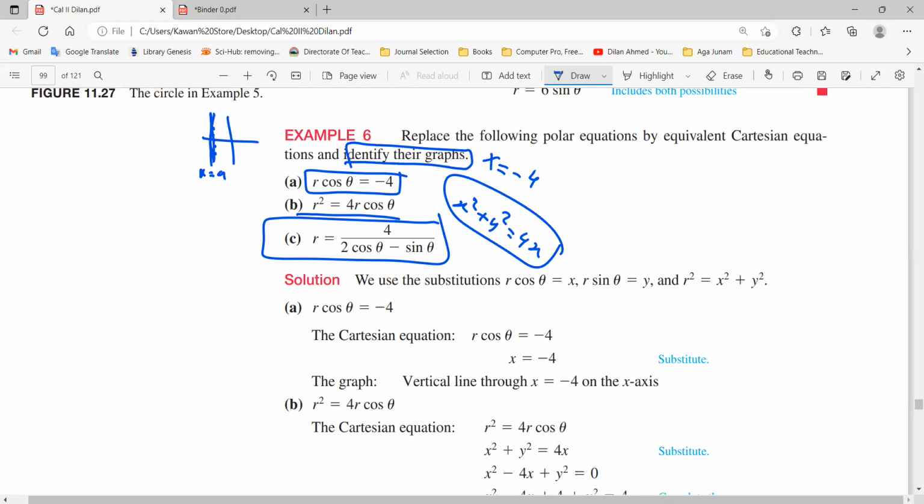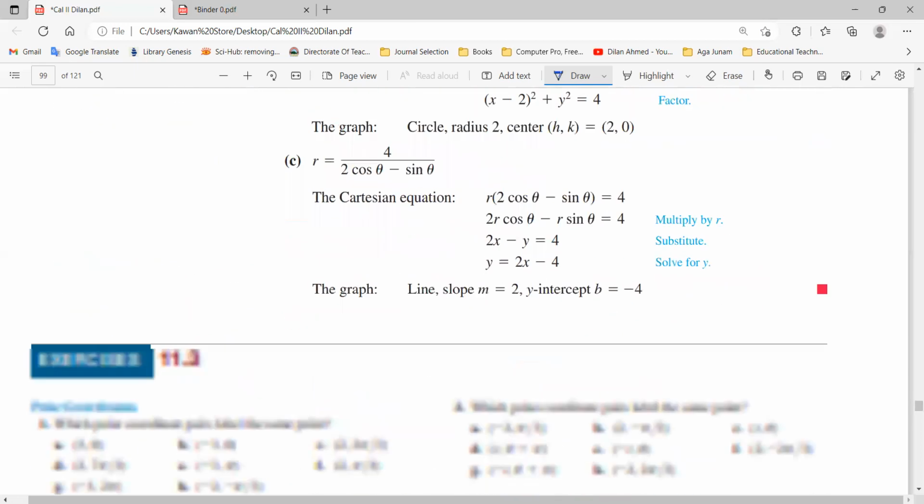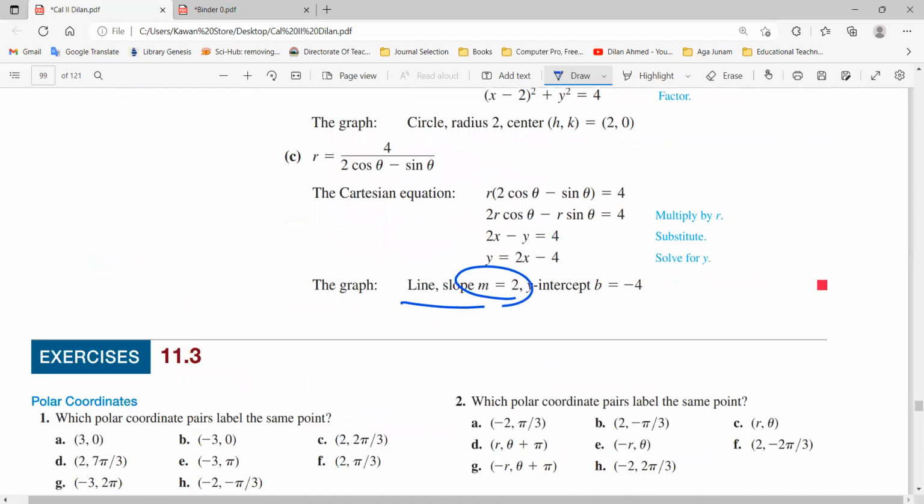Multiply both sides because the denominator is not equal to 0. So you can do it. So I'll get 2r cosine theta minus r sine theta equal to 4. So it means that 2x minus y equal to 4. So y is equal to 2x minus 4. Am I right? So that was the equation of what? How to sketch that one? As y equals mx plus b, a linear equation, right? So you can see a line with the slope 2 intersecting at minus 4 and going on. So it will look like that.